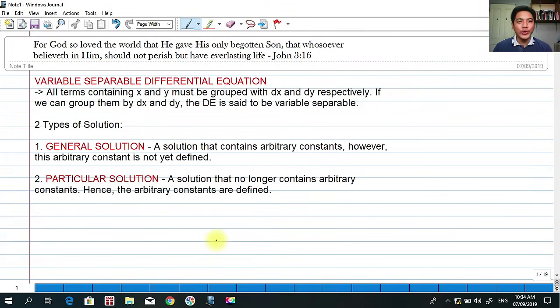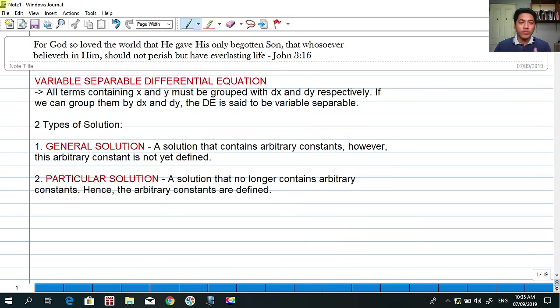Hi, so for today we're going to talk about variable separable DE. This is the next topic when you are already done with families of curves, and we're going to solve some problems involving variable separable DE. I have about 8 examples so that we could at least master the solution of a variable separable DE.